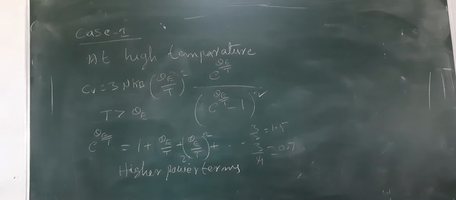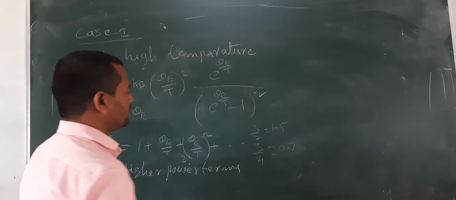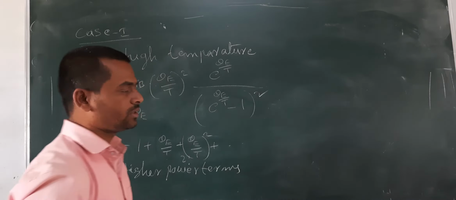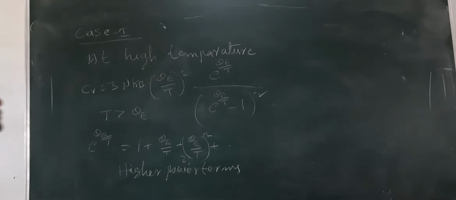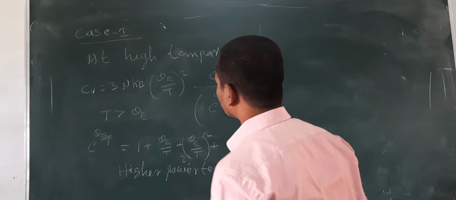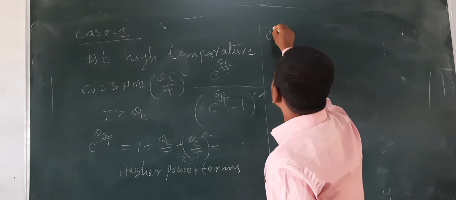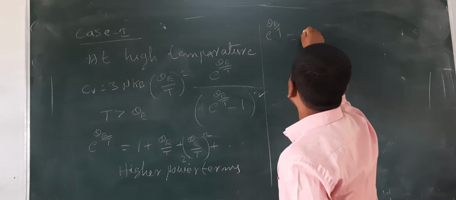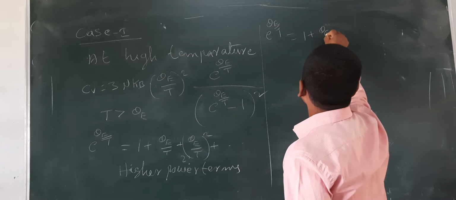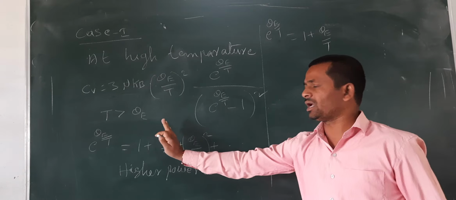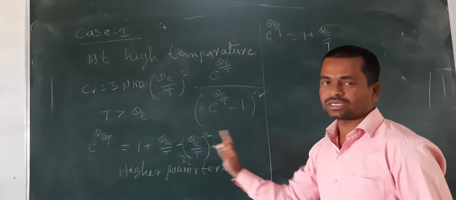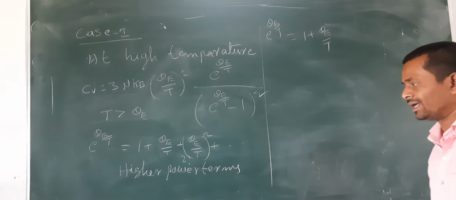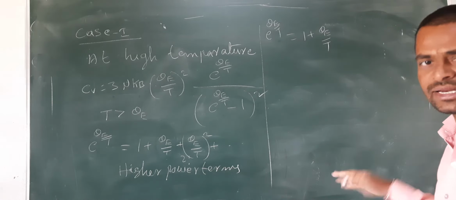Neglecting higher power terms, what we have to do is write e to the power theta E by T equals 1 plus theta E by T. I am going to write only up to here, and the remaining terms I am going to neglect. They will vanish.